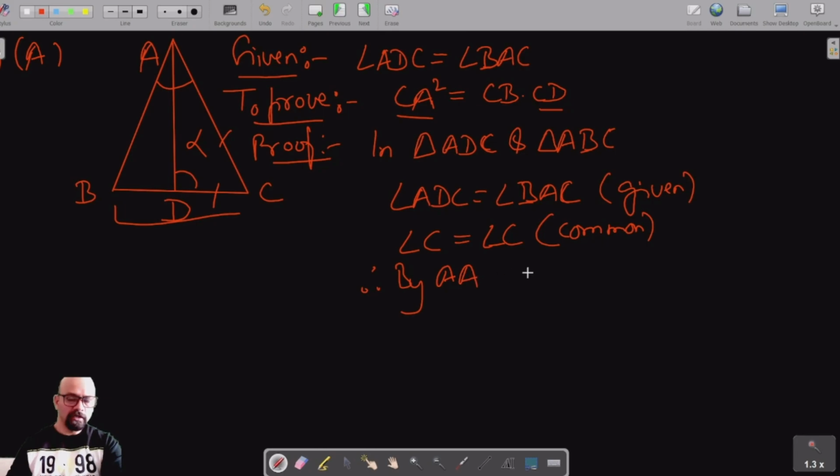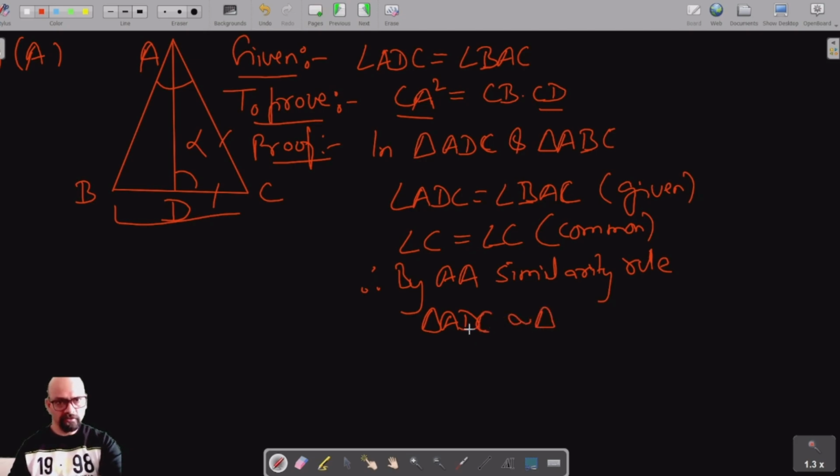Therefore, by a similarity rule, triangle ADC is similar to triangle BAC. Let's write it in symbolic form. So angle ADC is equal to angle A. So this is A and C. So these are the triangles that are similar. This is angle ADC. I can write it triangle BAC.